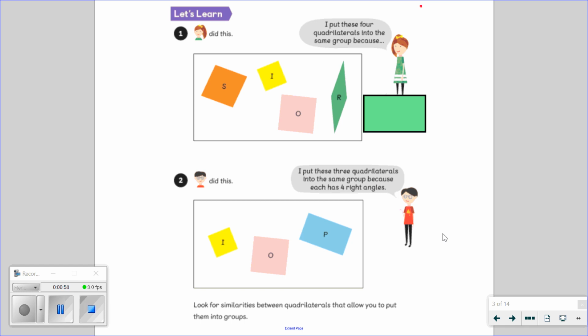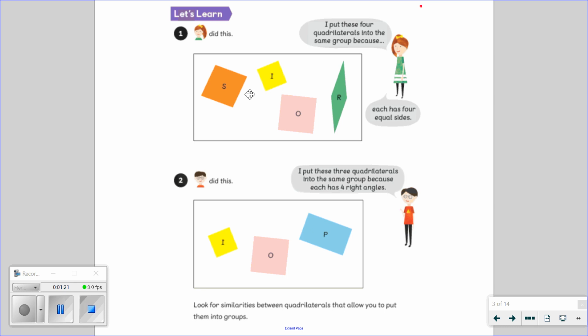Holly has put these four shapes in a group. Can you spot what's the same about them? Let's have a look. She says that each has four equal sides. We can easily see this with I and O. They are squares, four equal sides, and four equal angles.